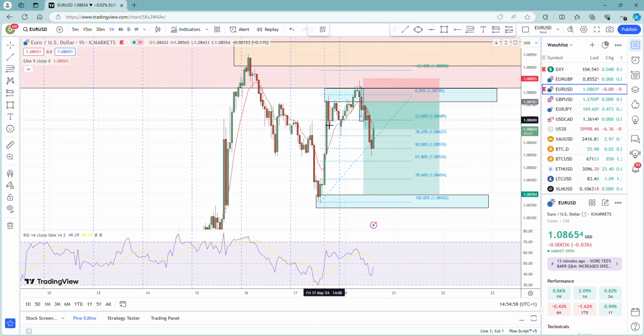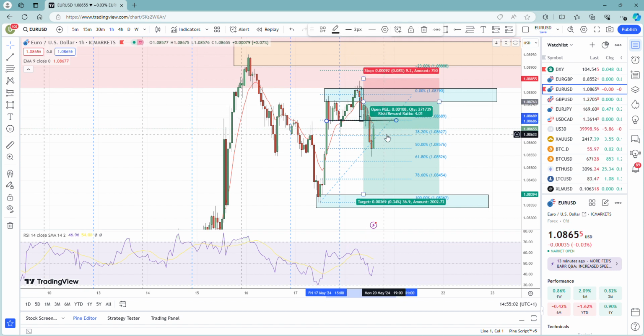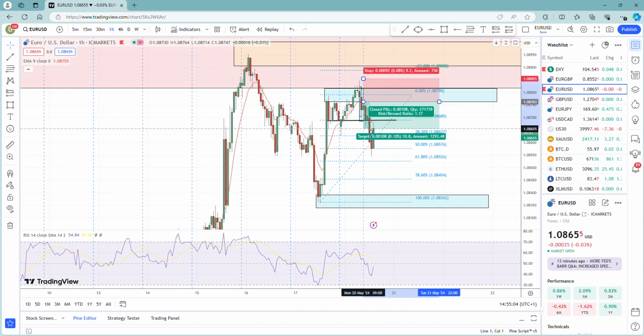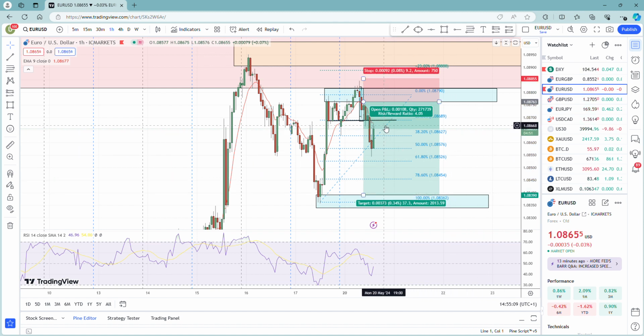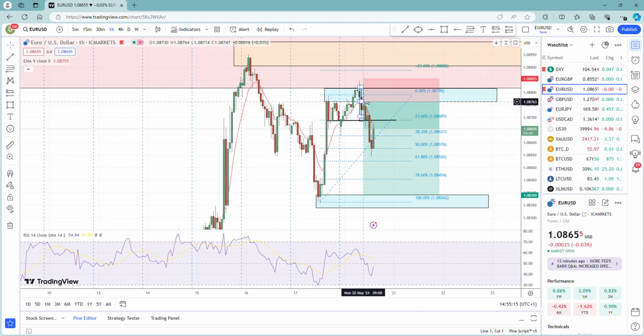Unfortunately, I didn't enter this trade because I wasn't at my desk. Otherwise, I would have been in this trade. I would have been in 10 pips profit. So if you're trading £10 a pip, you would be running a £1,000 profit at the moment. Easy as that, guys. That would have been an entry on the H1 candle.